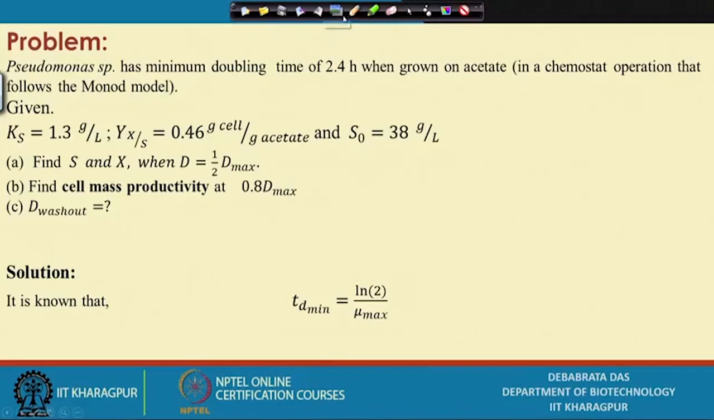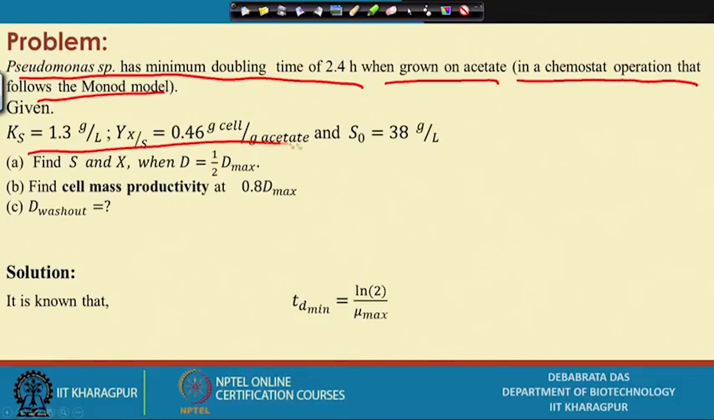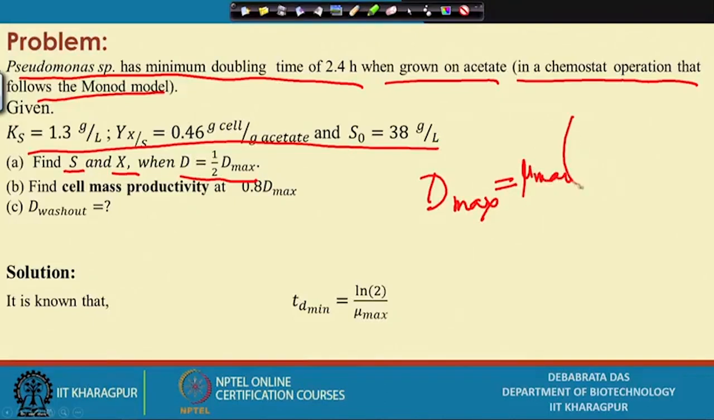So, this problem deals with a Pseudomonas species with a minimum doubling time, grown on acetate in a chemostat operation with Monod kinetics, and these are the different values, very simple things. What we want to know is the value of X and S at the dilution rate D equal to half D max. We can easily find out the D max value. What is the D max value? This will be equal to mu max times (1 minus root over K_s by (K_s plus S0)), am I right? So, we can easily find out the value of D.